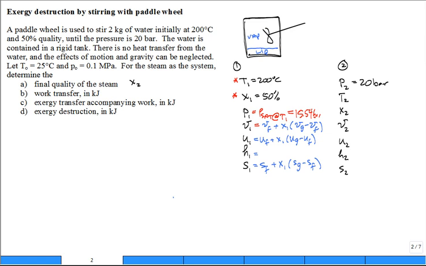What property over on this list under state 2 can you determine or work to get so that it now fixes the state and then you can get the other properties? The specific volume. And why the specific volume? Because of this word in the problem statement. It's a rigid tank. What does a rigid tank mean? Like a balloon, it's going to blow up and get smaller and bigger? No. Fixed volume. There's no mass coming in or out. So the total volume is fixed. The total mass is fixed.